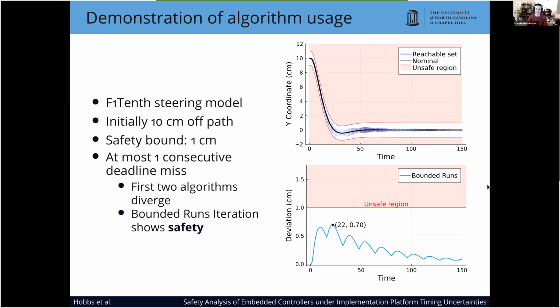But to demonstrate the usage of these algorithms, we are going to consider the F1/10th steering model, which is essentially taking an F1/10th model car, which, for those of you who don't know, is a 10th scale autonomous driving competition.